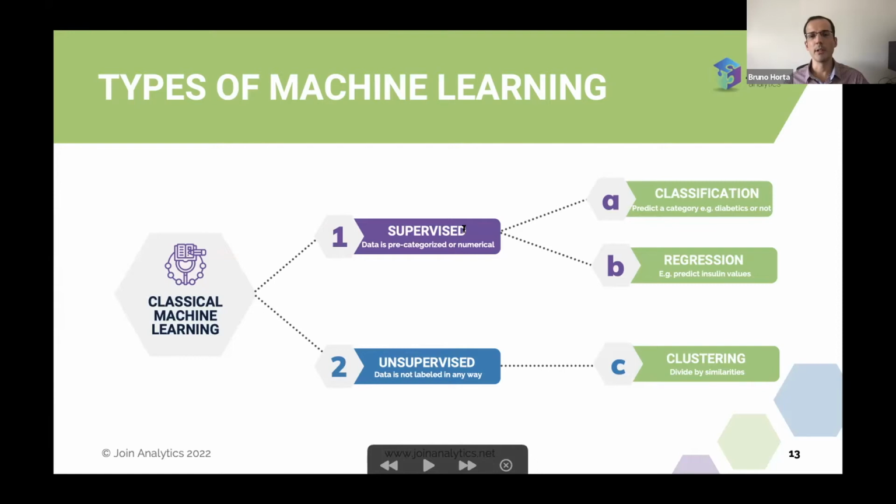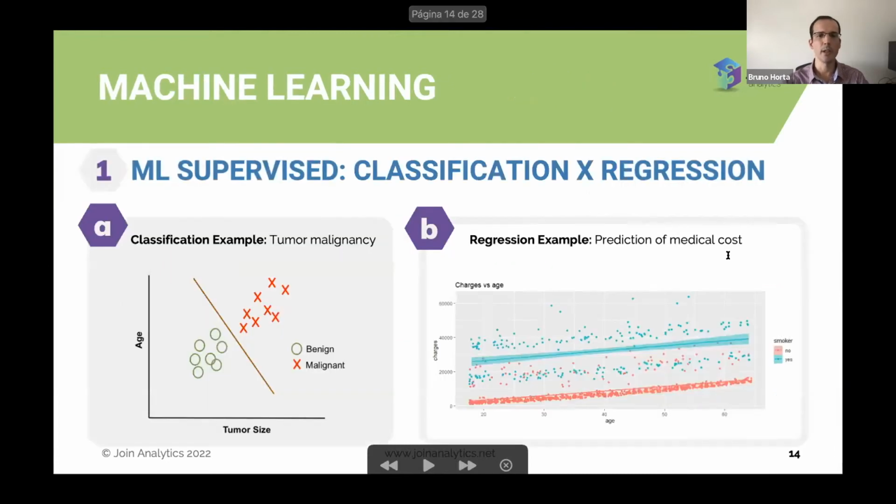Supervised machine learning has two categories. So classification, where you try to predict the category of a variable. For example, if the patient is diabetic or if it is a healthy subject. Or regression, when you try to predict the actual numerical value of something. For example, the insulin level of the patients. Here are two examples. One on the left, classification, and one on the right, regression.